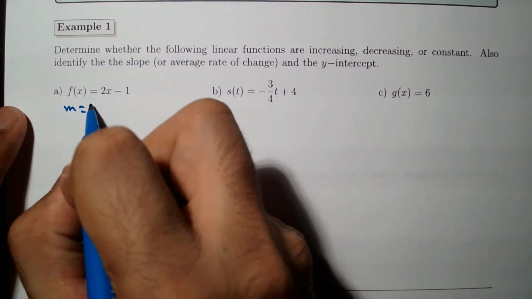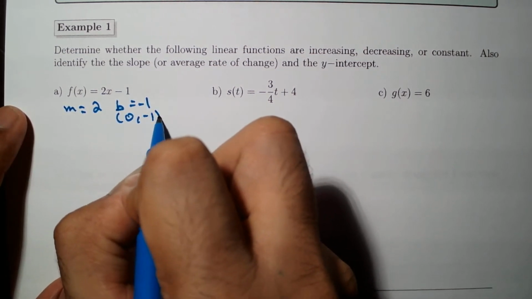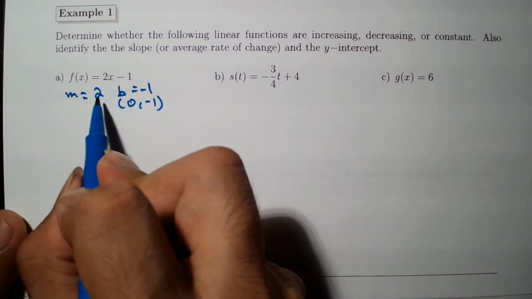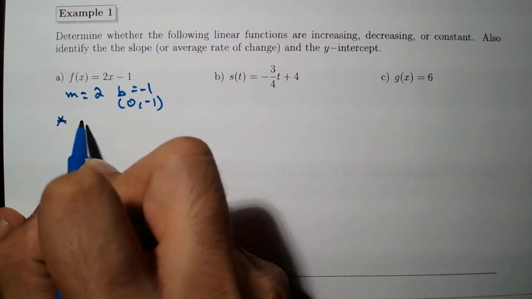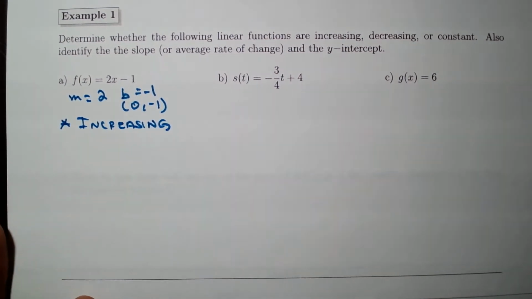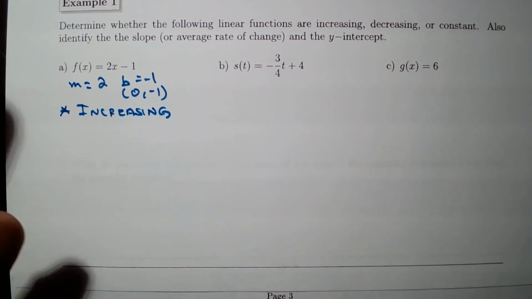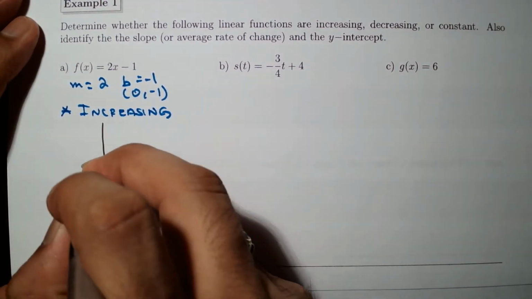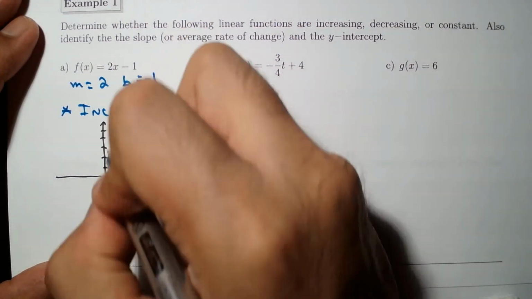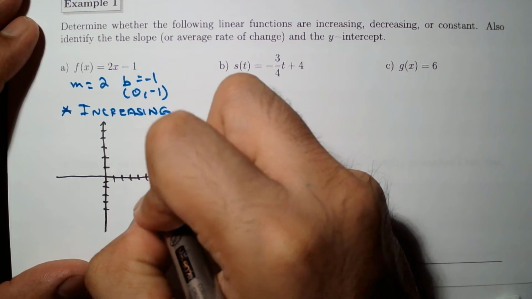So m equals 2 and b equals -1, which in ordered pair notation is (0, -1). We're going to determine whether this is increasing or decreasing. Well, look at the sign of the slope. It's positive, so it's increasing. To graph this function, there are many ways to graph these functions, like plugging in values, that's one. Or the good thing is that we remember how to use the slope and the y-intercept as our references to graph linear functions. That'll save us a lot of work.